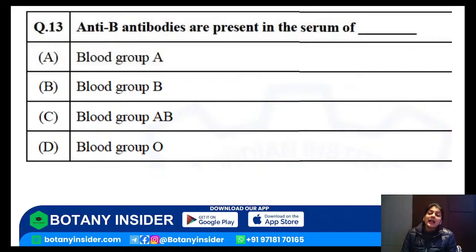Next question, anti-B antibodies are present in the serum of which blood group? Blood group A, B, AB or O? Anti-B antibodies are present in the serum of blood group A, blood group B, blood group AB and blood group O. Mark the answer for this now.